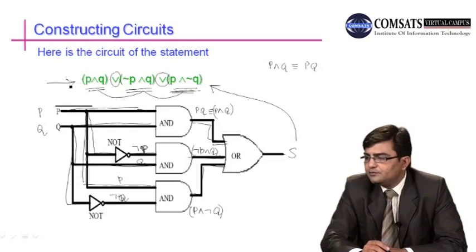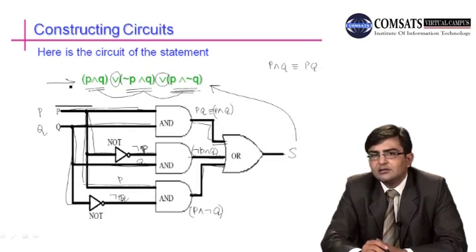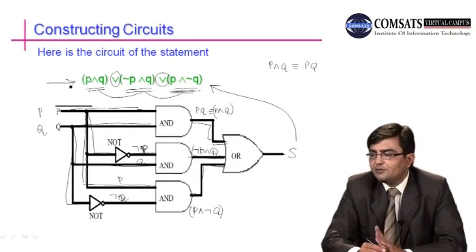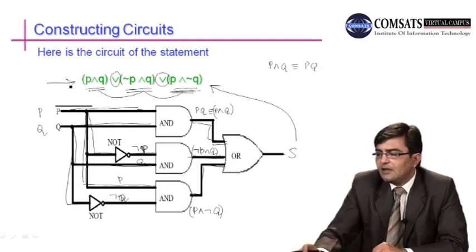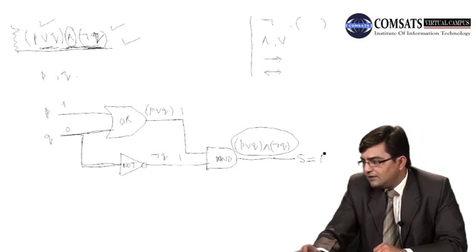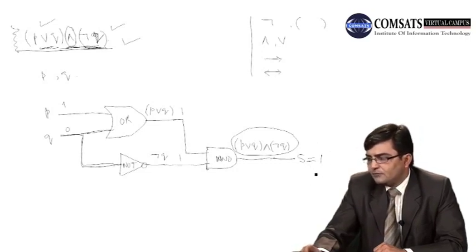So now how to find an output for a given input, we have discussed in the previous example. If P is 1 and Q is 0, these are the inputs of this circuit. The output we have found in this example as 1.